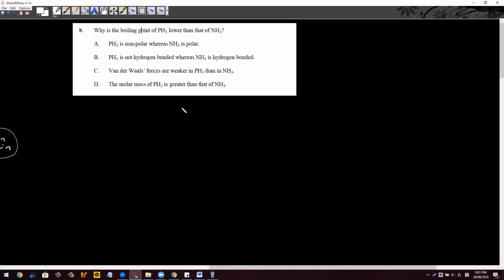This one says, why is the boiling point... So I'm going to write this one here first. The greater the intermolecular force, the higher the melting point and boiling point.